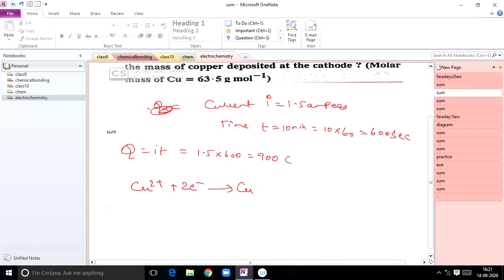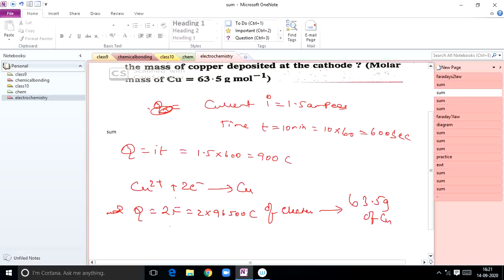So here, in order to deposit, 2 Faraday means 2 electrons means quantity Q is equal to 2 Faraday. That is equal to 2 into 96,500 coulombs of electricity required in order to deposit 1 mole of copper, means 63.5 grams of copper. 1 mole of copper.